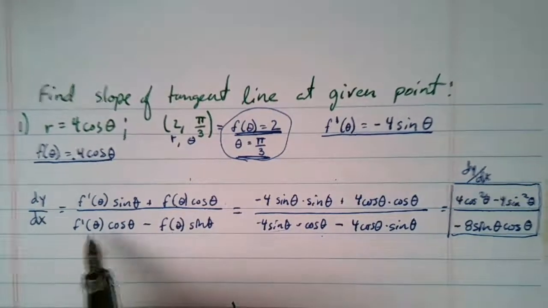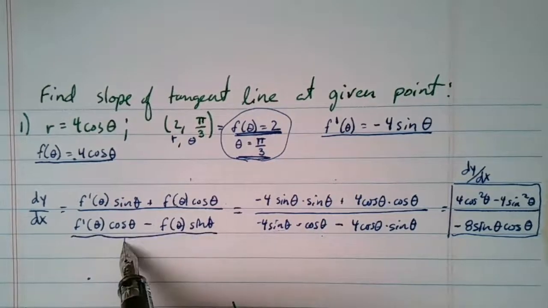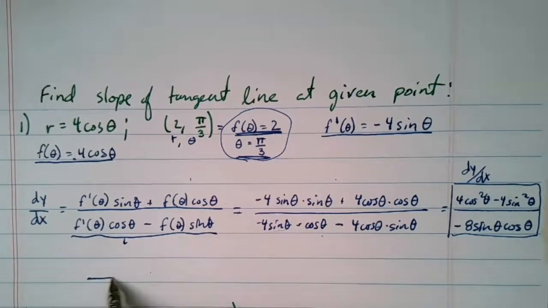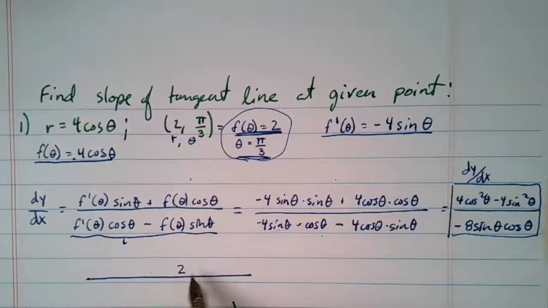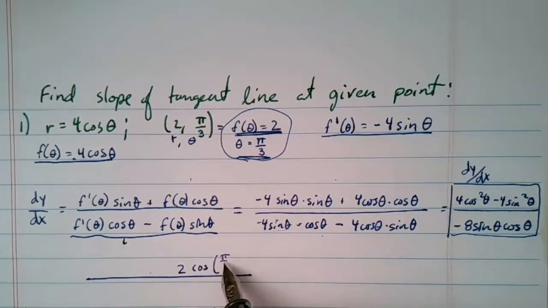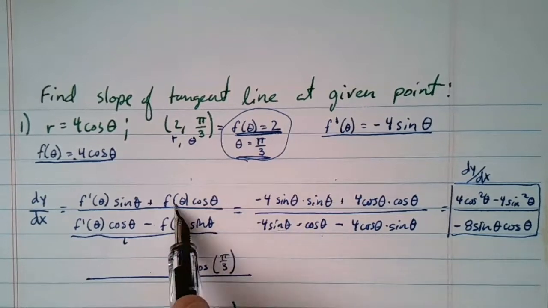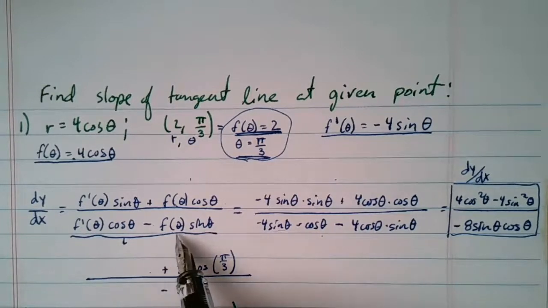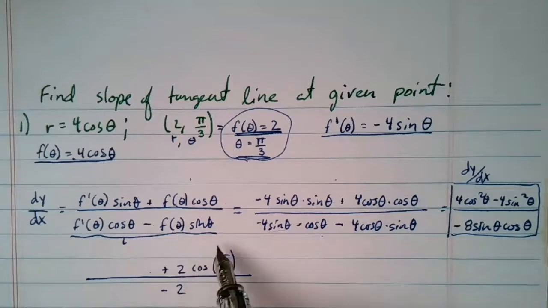So I'm going to take this equation here. I'm going to come down here. f of theta is 2. So if I take this fraction, f of theta is 2 cosine of pi by 3. That's going to be f of theta cosine theta. And this will be f of theta, 2, times sine of theta, which will be sine of pi by 3.